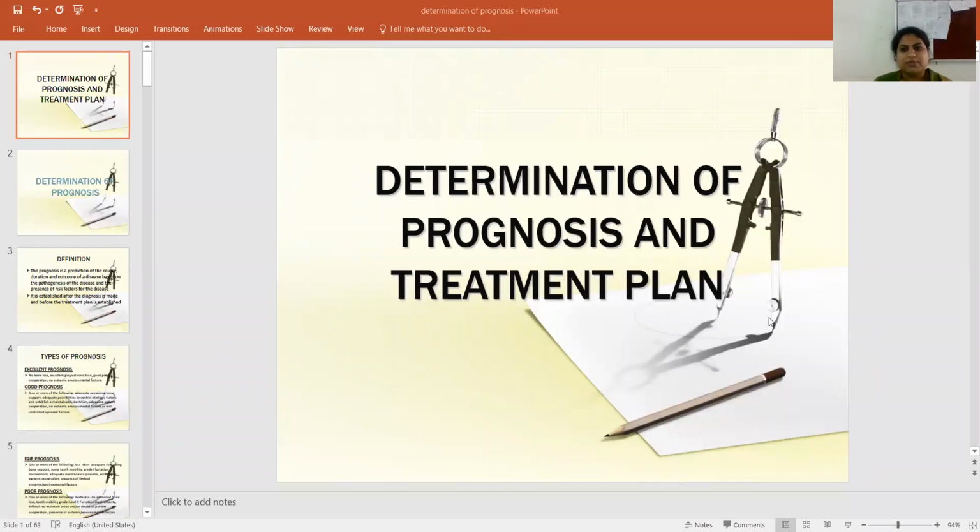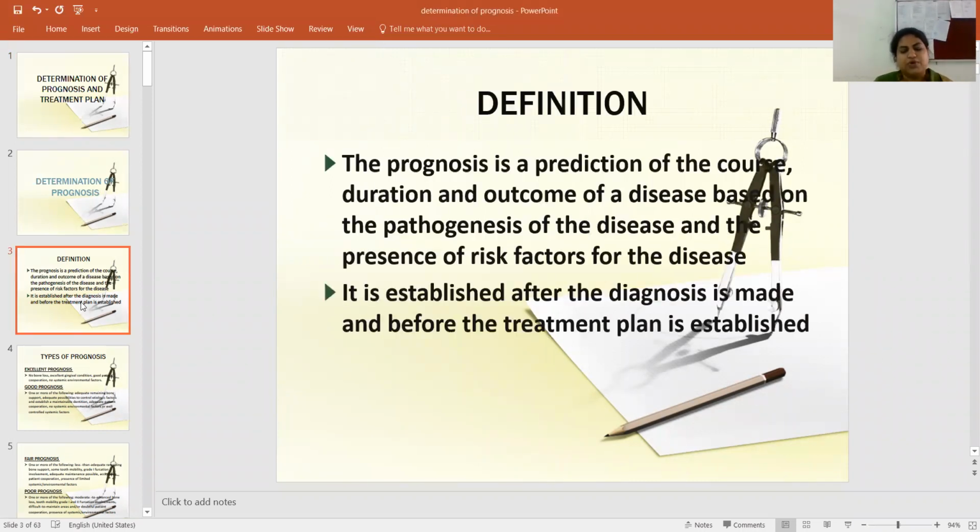Today we are going to discuss the determination of prognosis and the treatment plan. So, what do you understand by prognosis? Prognosis is a prediction of the course, duration, and outcome of a disease based on the pathogenesis of the disease and the presence of risk factors associated with it. So we are going to assess how the disease will progress, and it is based on the general knowledge of the pathogenesis of the disease.